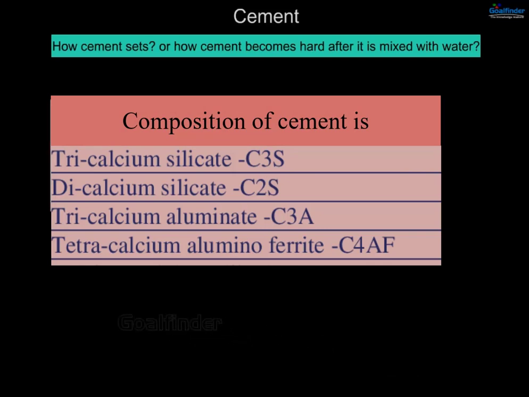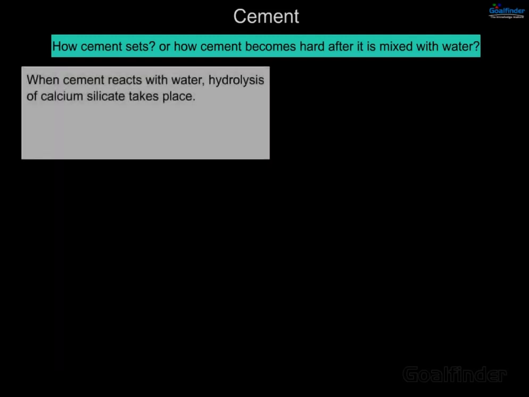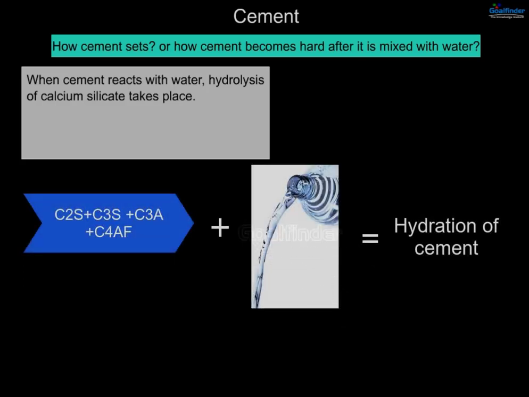Composition of cement is tricalcium silicate, dicalcium silicate, tricalcium aluminate, tetracalcium aluminoferrite. When cement reacts with water, hydrolysis of calcium silicate takes place. C2S plus C3S plus C3A plus C4A plus water results in the hydration of cement.